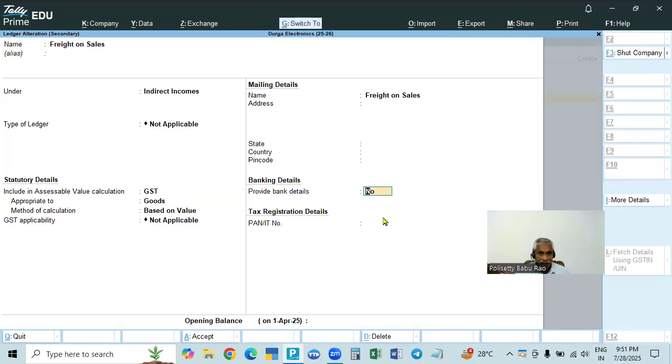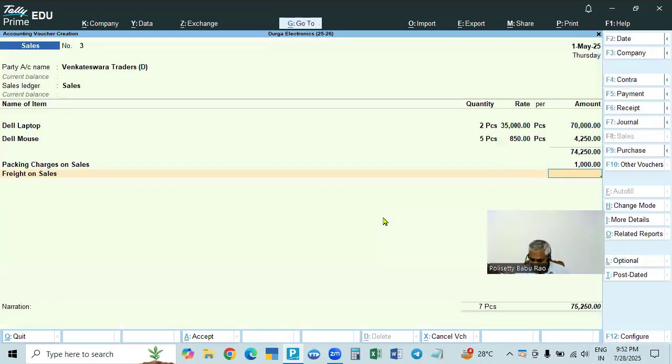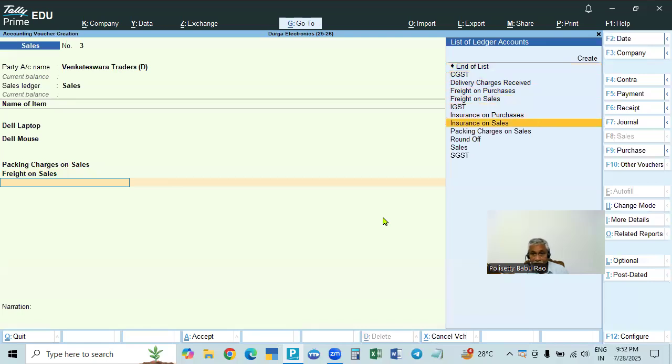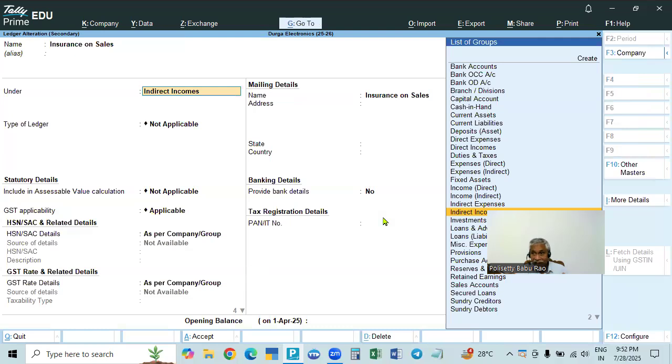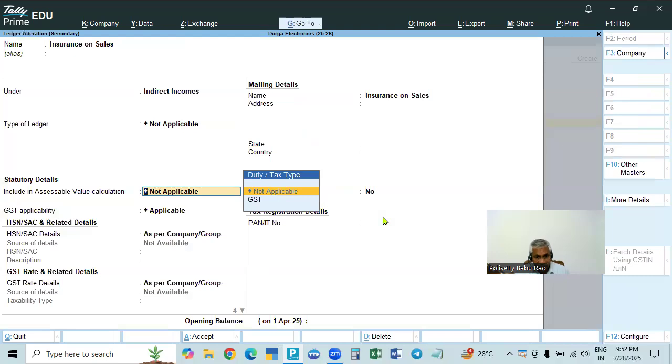Okay, calculated. And here we are giving 400 rupees, for example. Then insurance on sales also, we are collecting. We will pay insurance to the insurance company as an expense, but we are collecting it from them. That is why insurance on sales will be indirect income. And here also it is divided among the stock items, and it will be added to the assessable value of the stock items.